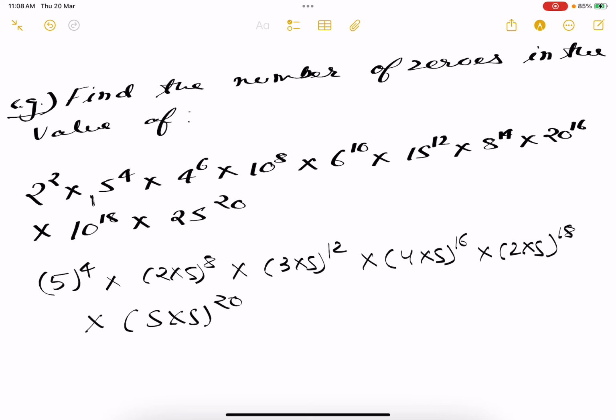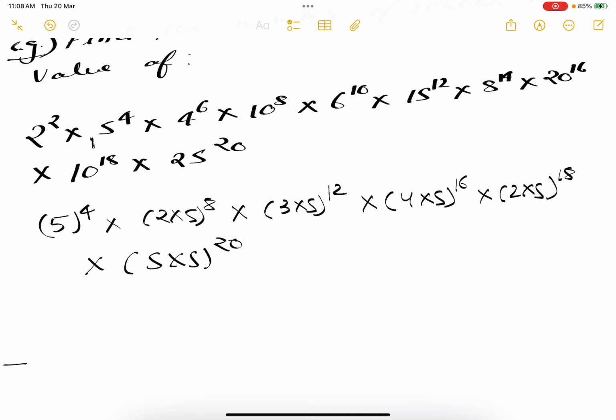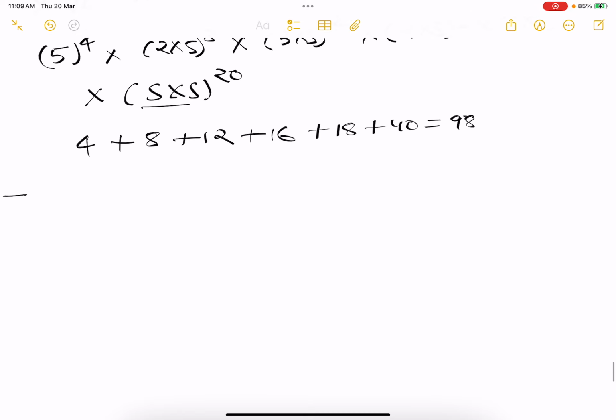Okay, so we can say that the number of this would be 4 plus 8 plus 12, 16 from here, plus 18, and since there are two 5's, we can say that this would be 40. Okay, so the answer comes out to be 98. So we can say that there would be 98 zeros in this question.